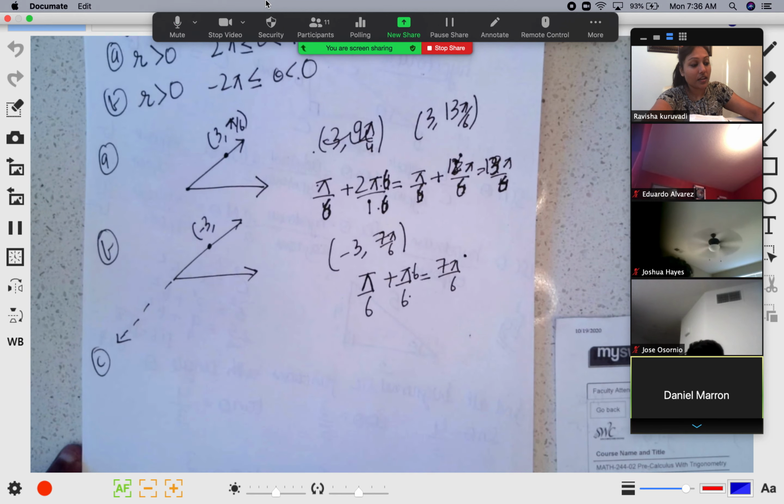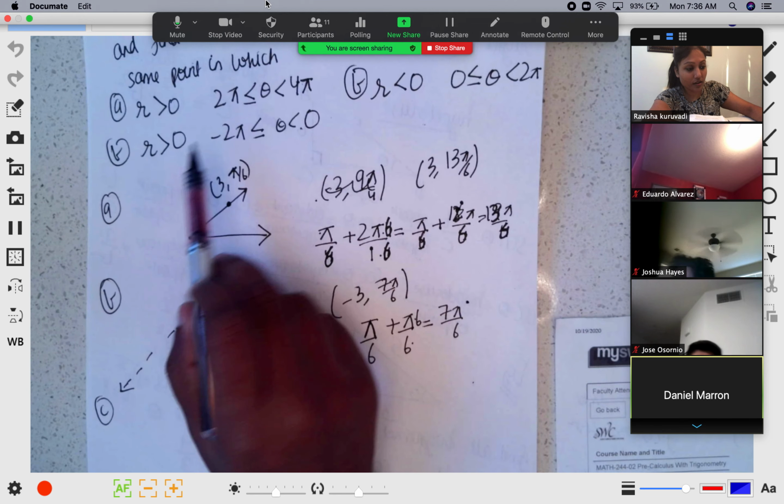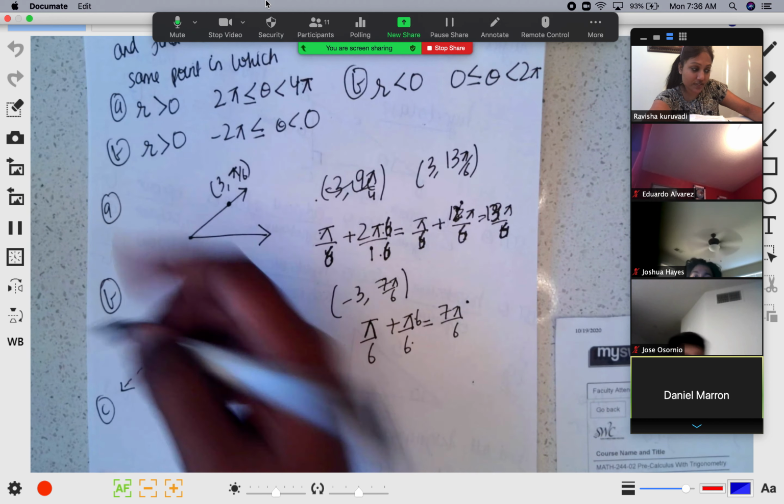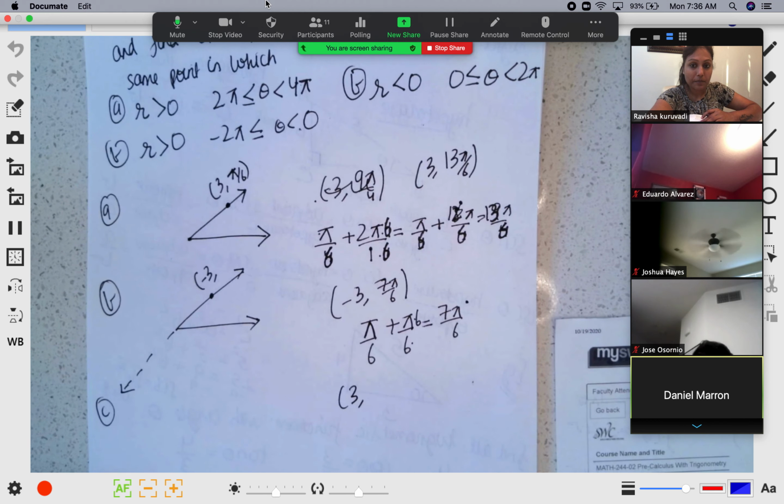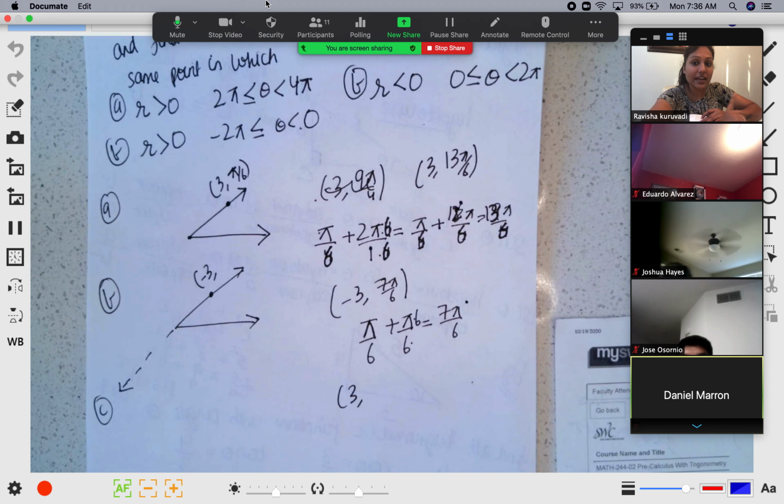Now in the third one, again my r should be positive, so r will still remain 3. But my theta should be between 0 and negative 2 pi. How do I get that?